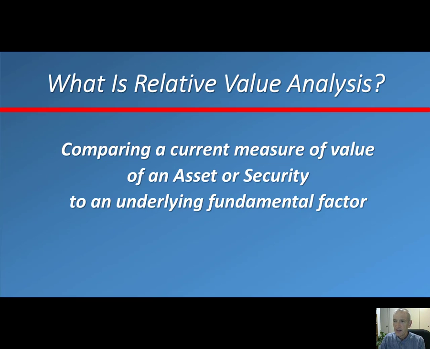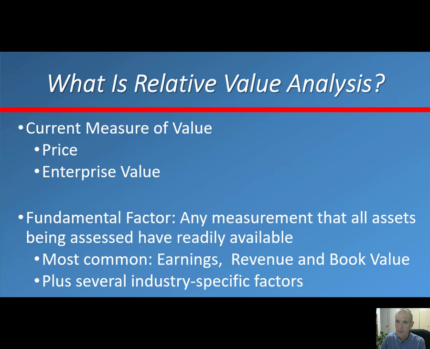It's comparing some current measure of value of an asset or security to its underlying fundamental factor. So the value might be the price of the asset, we'll compare that to maybe the earnings of the asset. So that's where we talk about price to earnings. The price is the measure of value. Earnings is the fundamental factor. So what we want to do is figure out, what is this price that we're paying? How does it line up with what we're getting from the asset? Are we paying too much or paying too little?